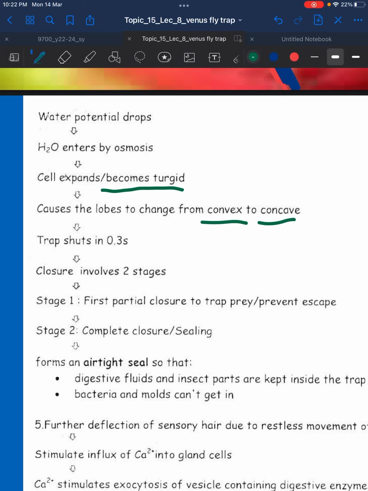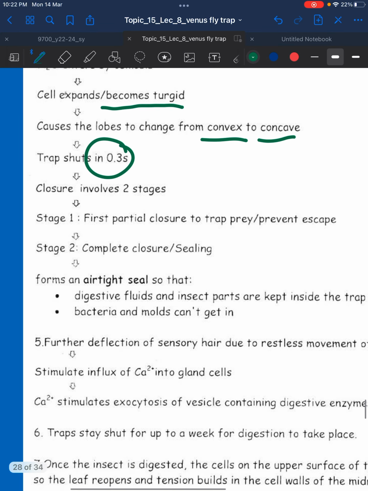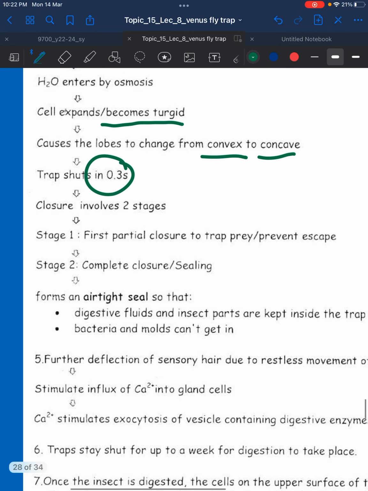And the video will show that it will shut at around 0.3 second. So it's quite fast, yeah. Okay. So this is the first stage, yeah. The first stage.